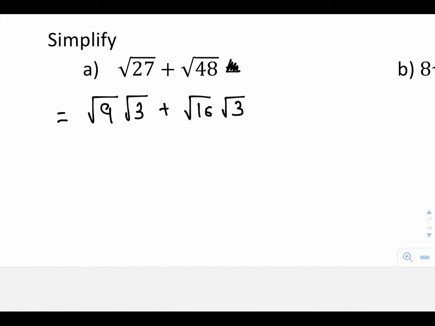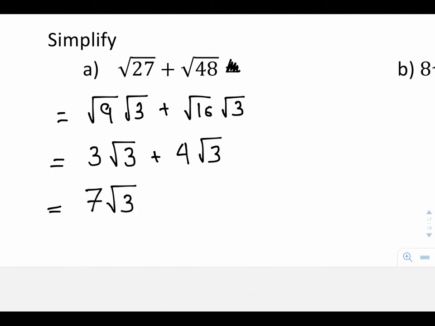So let's take the square root of 9. Well, that's equal to 3. So I get 3 root 3 plus square root of 16 is 4, and 4 root 3. Adding together, just like you do with terms involving variables, you add the coefficients because there's an addition between them. So 3 and 4 gives me 7, and 7 root 3 is my final answer.